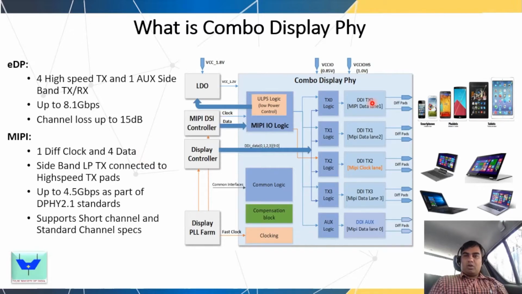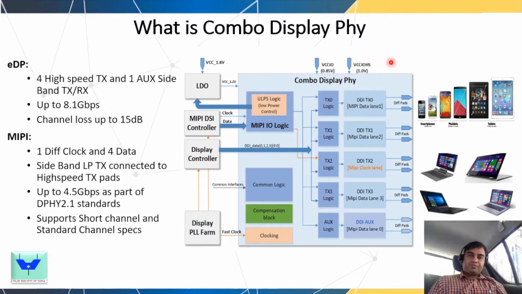So we came up with a combo option of having 5 high-speed transmitters, which can be configured into different functionalities depending on the protocol. For example, in the case of eDP, we had 4 transmitters, DDI TX0, TX1, TX2, TX3, as the high-speed transmitters, and a dedicated one, the same instantiation, which can be configured like an AUX. This was the configuration for eDP. The 4 are supported by the display TX logic, whereas the last one has an AUX logic because it needs to carry a 10 Mbps sideband communication.